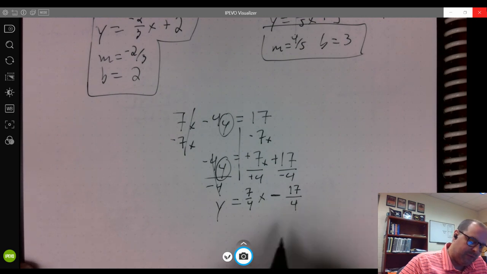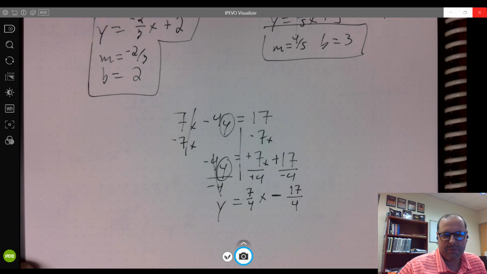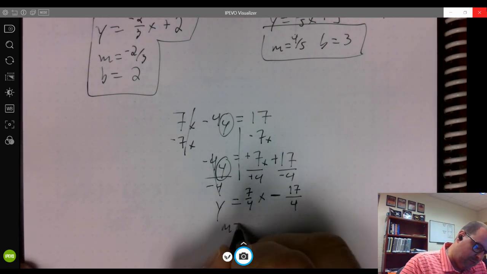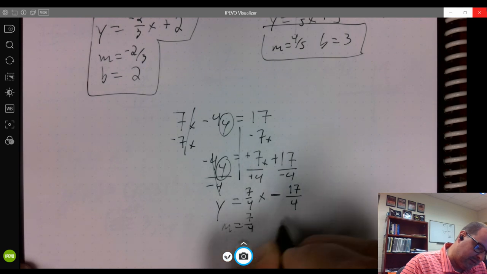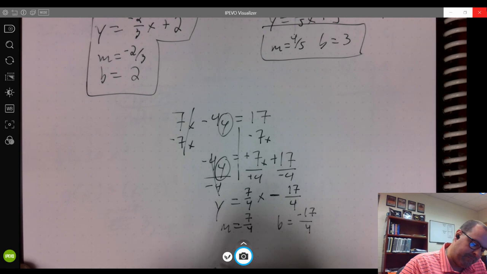If we graphed it, we'll talk about that in a second, we'll change it a little bit, because how do you graph 17/4? People start to turn it into slope, but it's not slope. Here, the slope is what's in front of x. Just because the y-intercept is a fraction doesn't all of a sudden make it a slope.